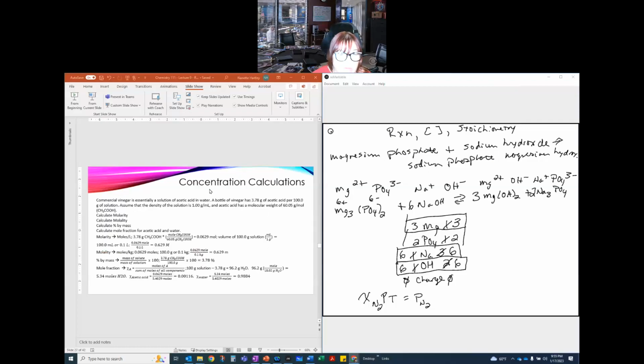There are some practice problems that I've given you here for calculating concentrations. I'll let you look these over, because we get the molarity, we then do the molality, we do the percent by mass, and then we do the mole fraction for those. So I'll let you look those over. It's really important that you remember what the definitions are for these things, just in case you're given one.